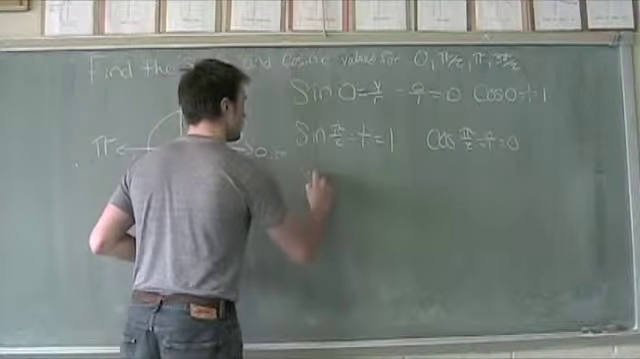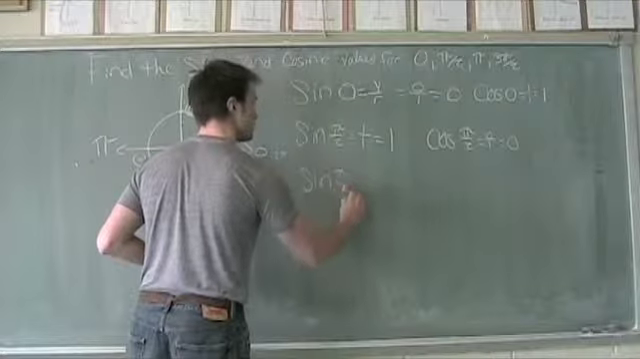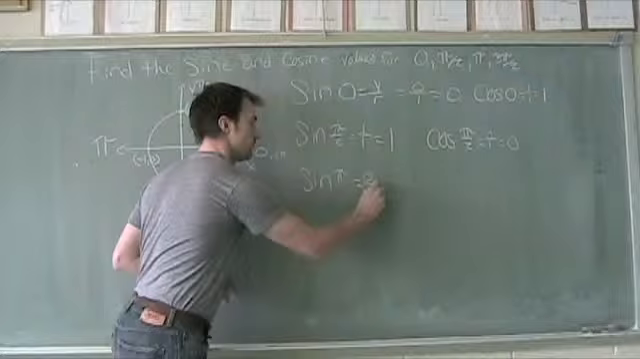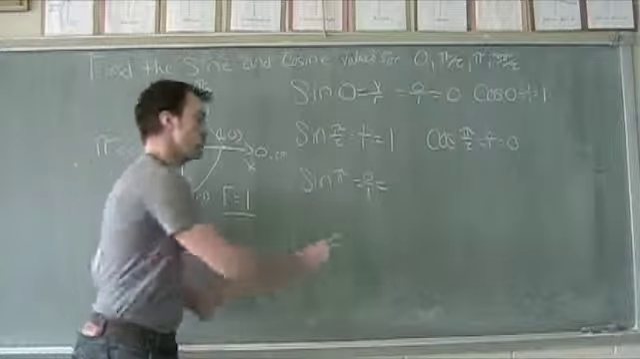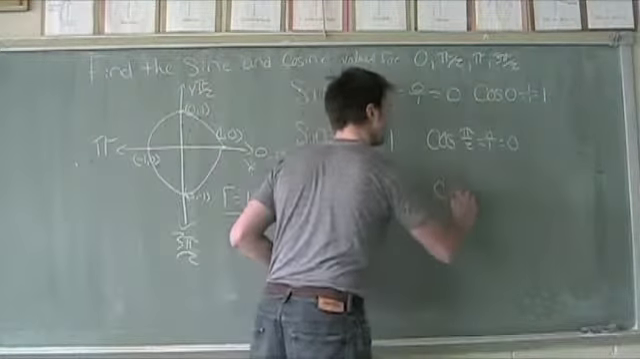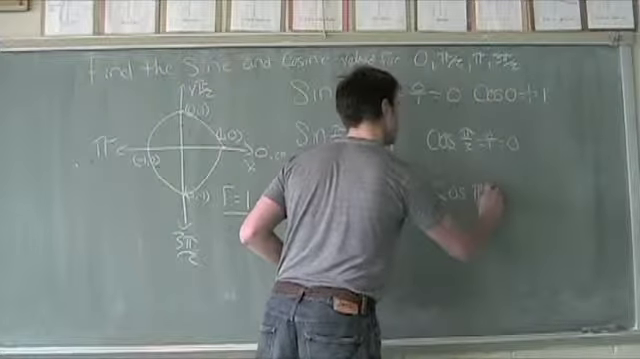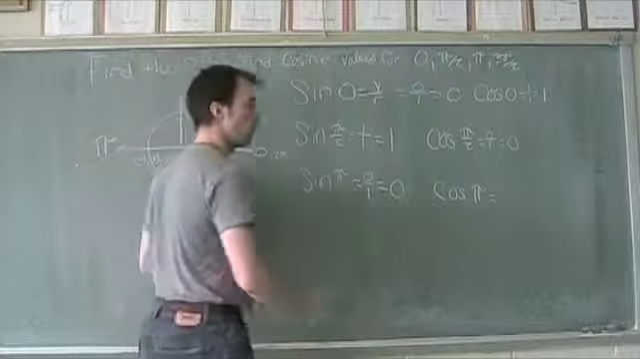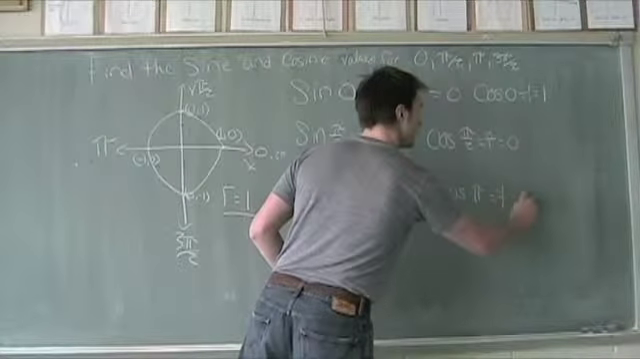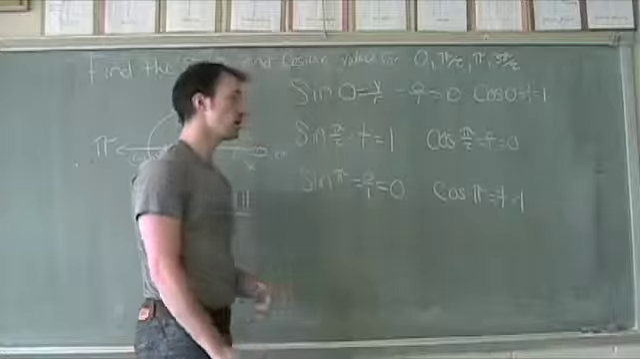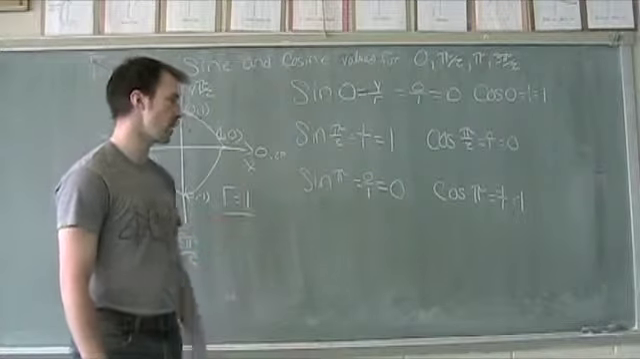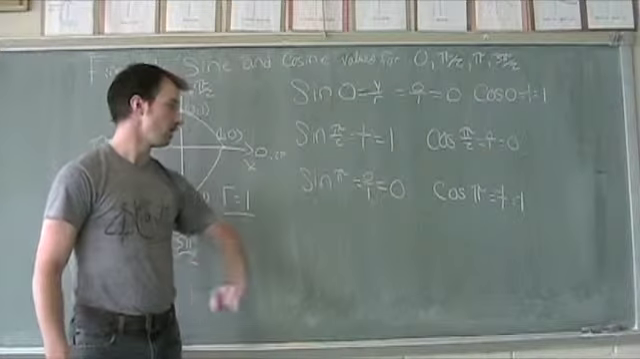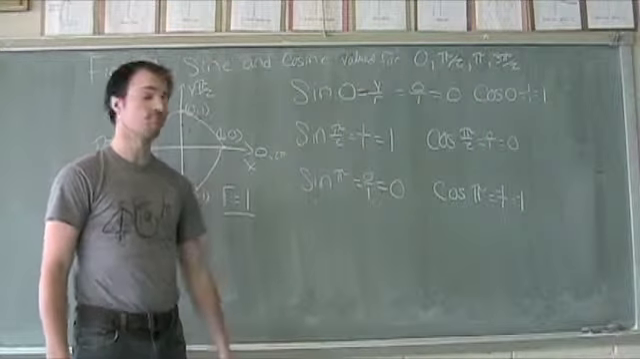At pi, the sine of pi is equal to my y value, 0, divided by 1, which is 0. And cosine at pi is now negative 1 divided by 1, which is negative 1. So here now we've reached our first negative values. At pi, cosine of pi is negative 1, whereas the sine of pi is 0.